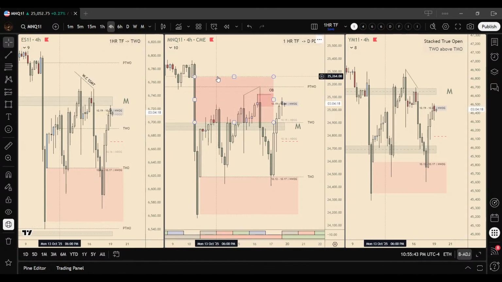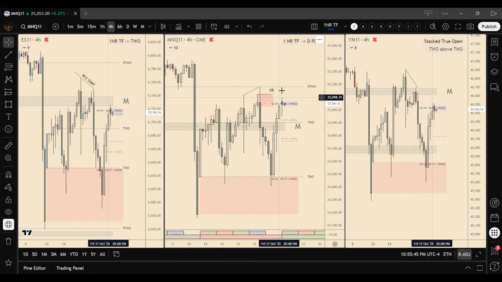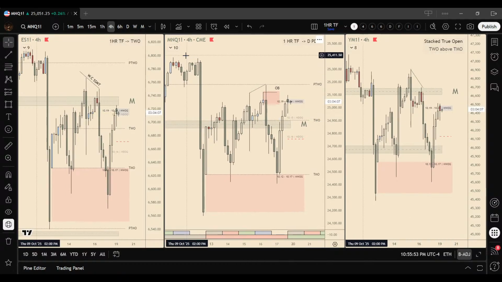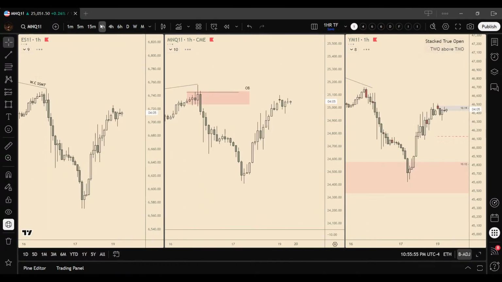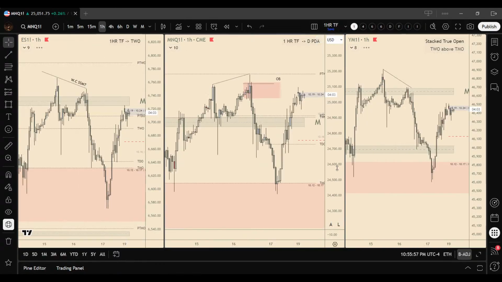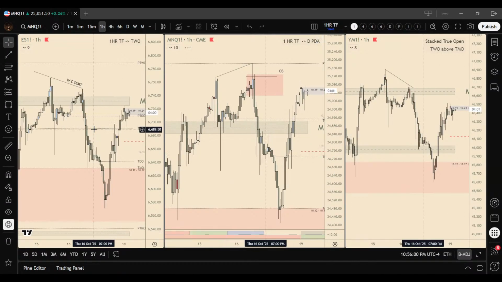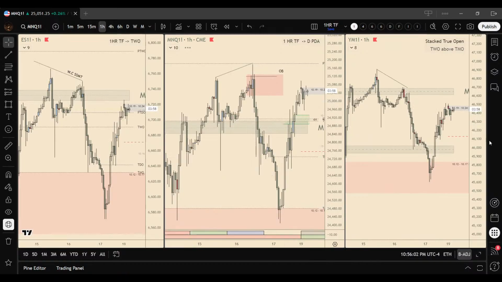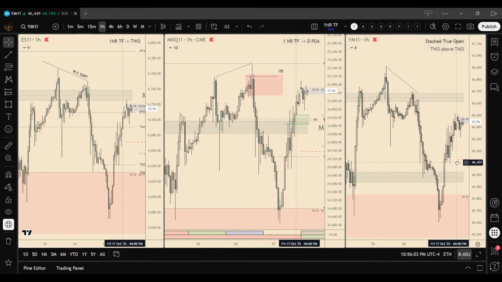Get rid of that, get rid of this, so you can get a clear view. Boom, boom, and then false. If we go to the lower time frame, we can delve in a little bit more. Okay, what do we got going on here?